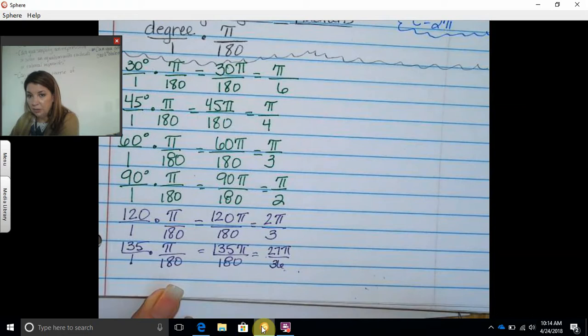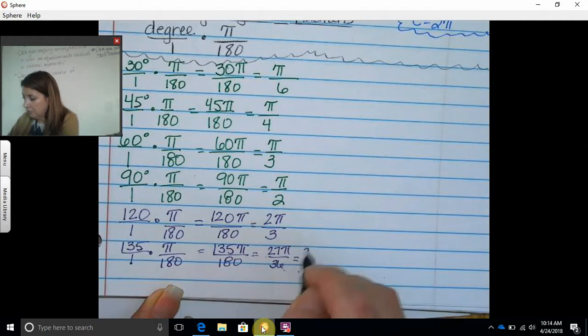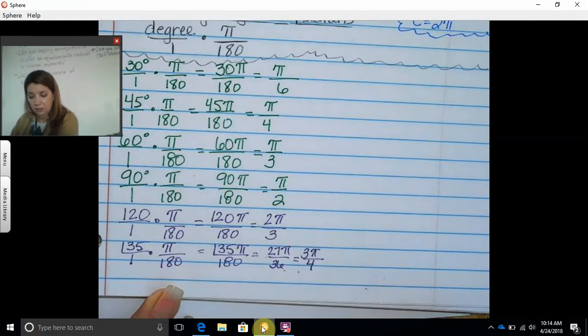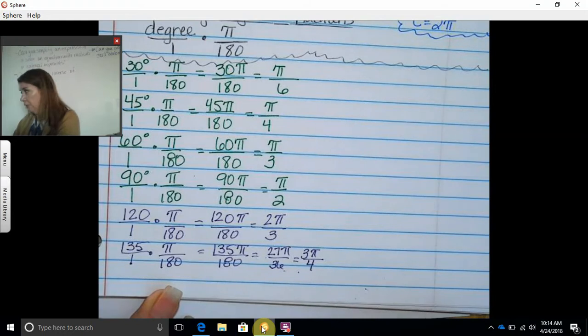But can I reduce that more? Yes. What goes in 27 and 36? 3. Anything higher? 9 does, right? So 9 goes into 27 3 times, and 9 goes into 36 4 times. Can I reduce it any further? No. So 3/4 pi, or 3 pi over 4.